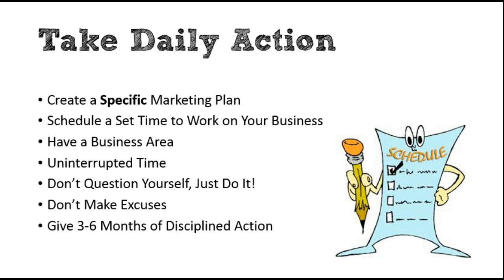Next, don't make excuses. Being an entrepreneur is extremely difficult because you have to be motivated and you have to be disciplined and dedicated. Do not let different aspects of your life creep in and keep this from happening for you. If you allow it to happen once, it will become something that happens often. Again, give 3 to 6 months of disciplined action. I guarantee you that if you treat this like a business for 3 to 6 months and put in daily focused action, you will get results.